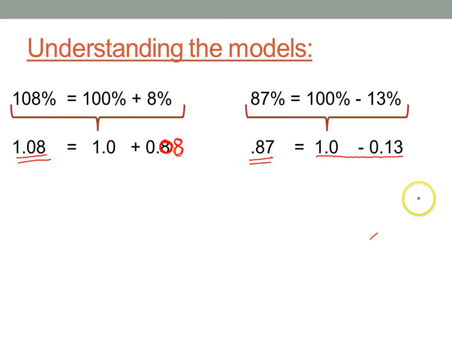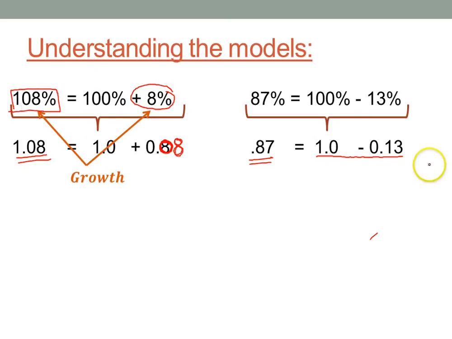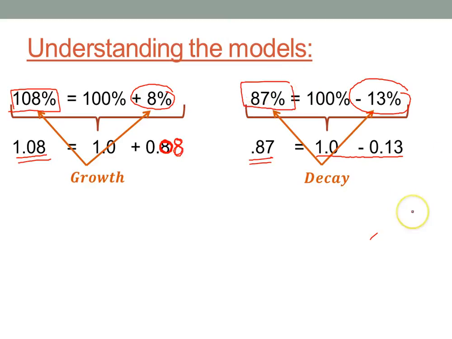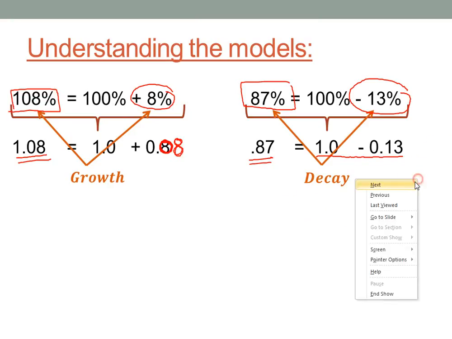Now, when we're taking these and looking at them in comparison to growth and decay, the first one, this 108%, hopefully we recognize is a growth. That 100% is growing by 8%, hence the reason it's now 108. The second one, when we look at it, hopefully we can tell it's a decay. We are getting rid of 13%, hence the reason now it's only 87. So your growth is when you add to that 100%. Your decay is when you decrease from your 100%.